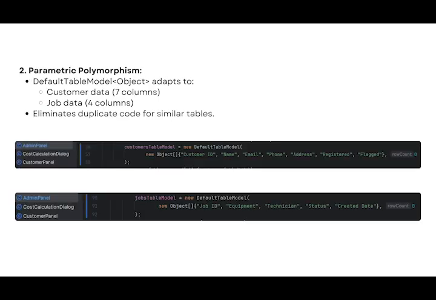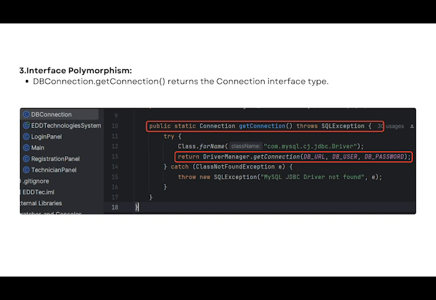Second, we use parametric polymorphism. Here, DefaultTableModel is used to build flexible tables. As shown, one model adapts customer data with 7 columns and another handles job data with 4 columns. This eliminates redundant code and allows reuse of the same logic structure for different table types, making the UI more maintainable. This is an example of interface polymorphism using the JDBC API. The DBConnection getConnection method returns the Connection interface, not a specific implementation. This allows the rest of the system to remain loosely coupled from the actual database driver, ensuring flexibility and easier switching of database providers if needed.